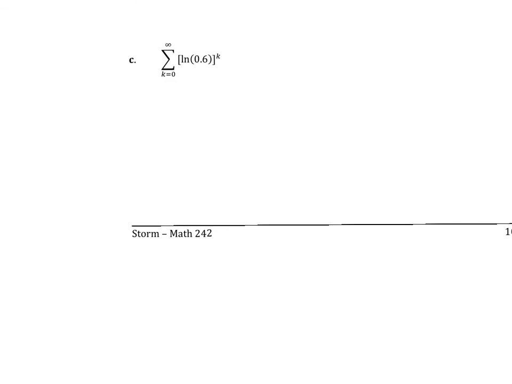Okay, one last example. Notice I'm not really doing the diverging one. That's easy. If the absolute value of r is greater than or equal to 1, then it just diverges. You don't actually have to figure out what it's equal to.